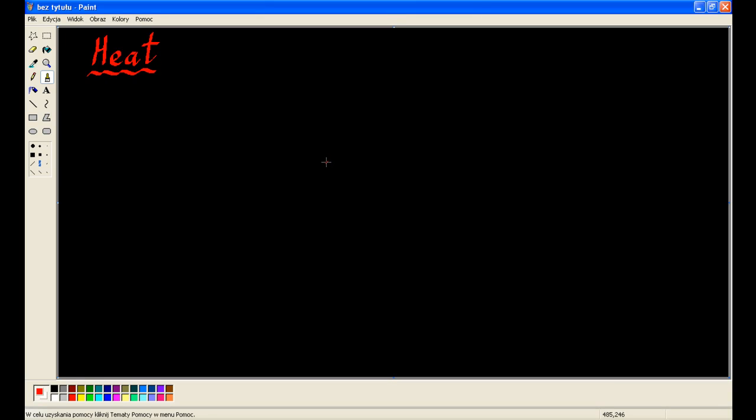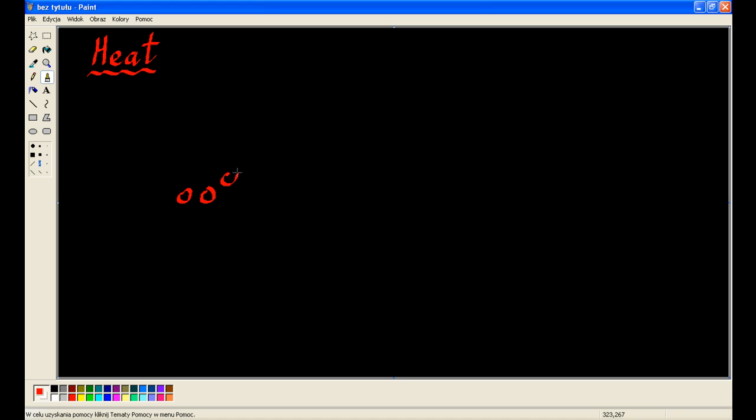Hello. Today we're going to be looking at heat. First of all, let's say what heat is. If you were to put a piece of metal, for example, into the fire, we know that the piece of metal would get hot. But what's actually happening inside the piece of metal? Well, let's have a look at some molecules inside the metal.